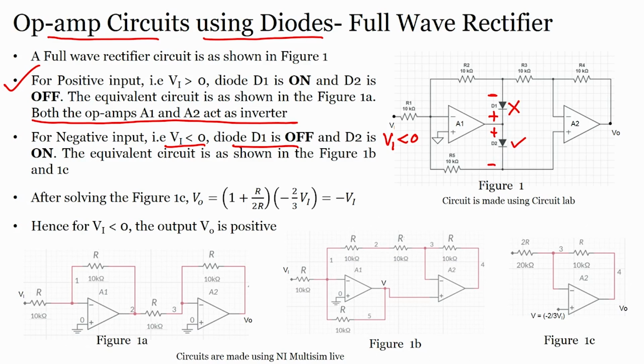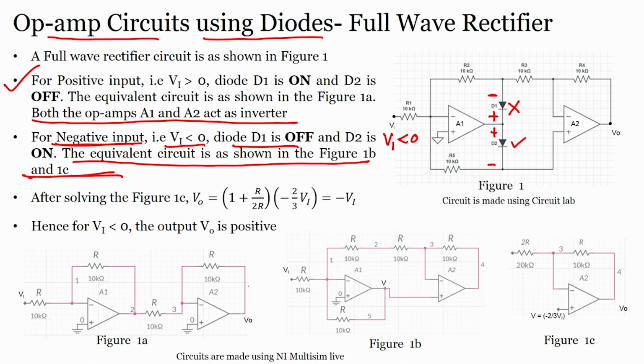That means that for negative input, Vi is less than 0. In this case, diode D1 is off, and D2 is on, correct. The equivalent circuit is as shown in figure 1b and figure 1c. Let us see the equivalent circuit, alright.